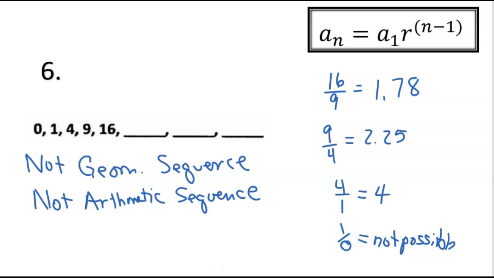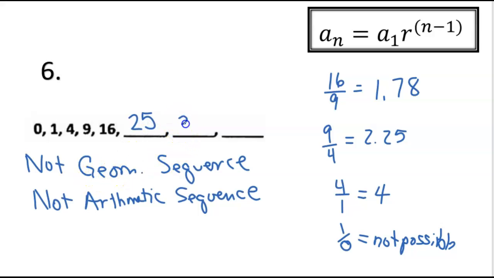It is a pattern, however. Do you see the pattern? Anybody see the pattern? You know what I'm talking about when I say squared, when I say a number squared? 0 times 0 is still 0. 1 times 1 is 1. 2 times 2 is 4. 3 times 3 is 9. 4 times 4 is 16. 5 times 5 is 25.